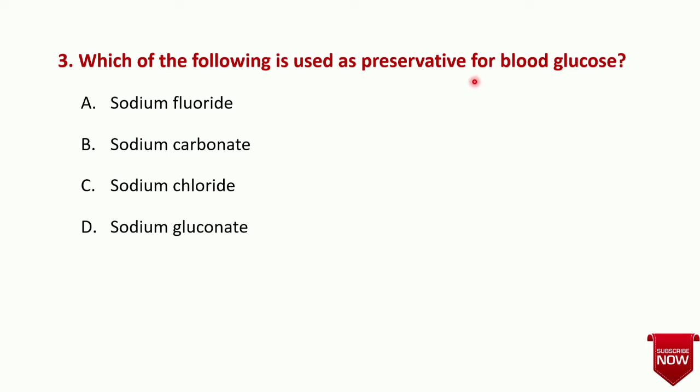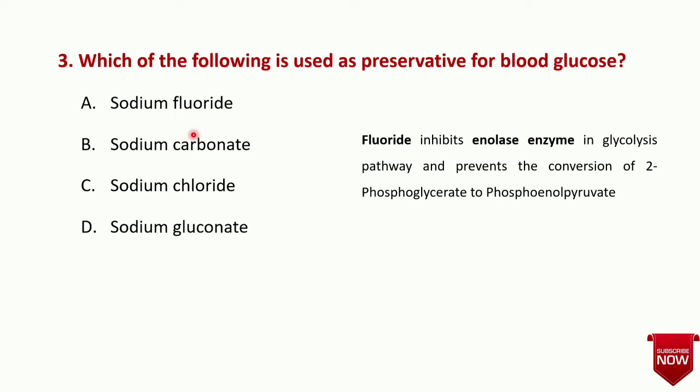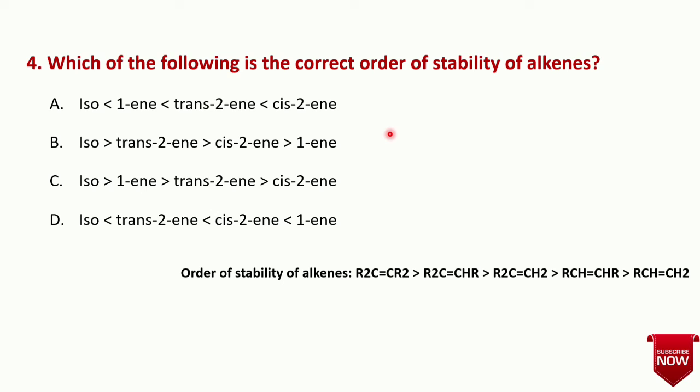Question number 3. Which of the following is used as a preservative for blood glucose? So among these 4, if you observe, the sodium fluoride completely inhibits the enolase enzyme in the glycolysis pathway. So by this we can see the conversion of 2-phosphoglycerate to phosphoenolpyruvate is completely prevented by inhibiting the enolase enzyme. So there is no conversion of glucose we can observe. So acting as a preservative, sodium fluoride. So the answer is sodium fluoride.